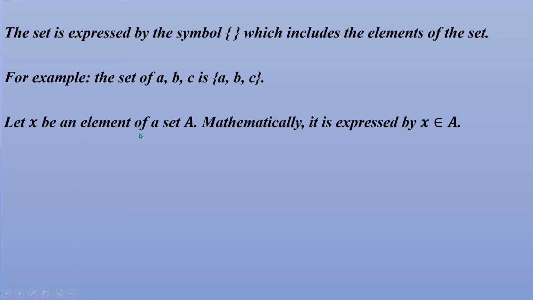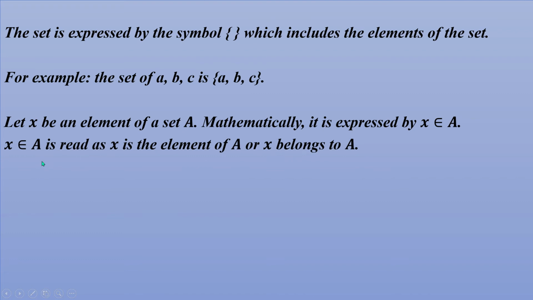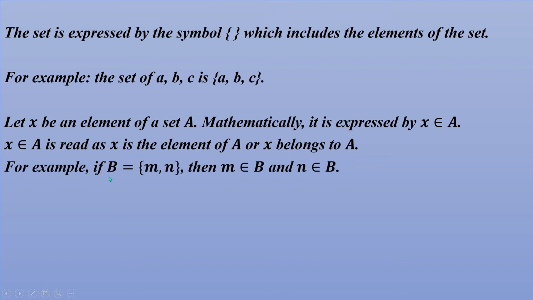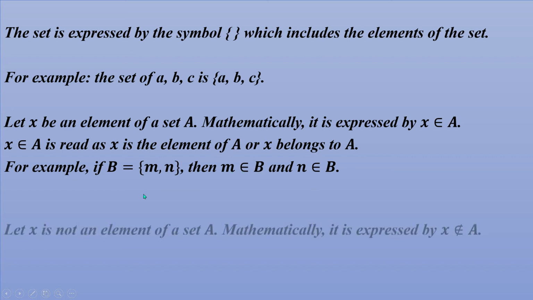Let x be an element of a set A. Mathematically, it is expressed by x belongs to A. x belongs to A is read as x is an element of A. For example, if B = {M, N}, then M belongs to B and N belongs to B. That is, both M and N are the elements of B.